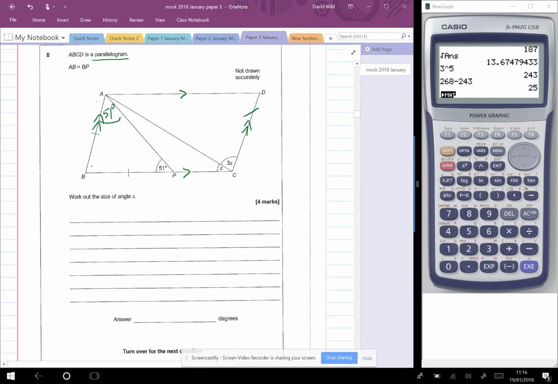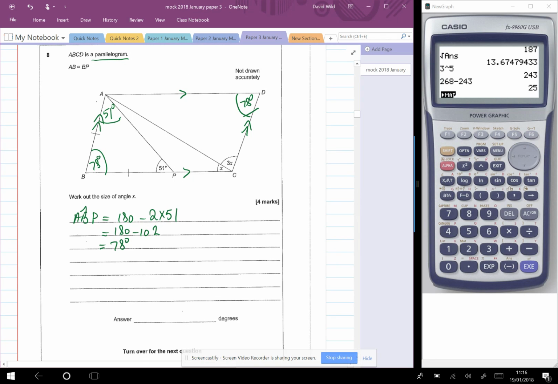Okay, so which means that this angle here, ABP, must be 180 minus 2 lots of this 51, which is 180 minus 102, which is 78 degrees. So this makes this 78 degrees. And we know in the parallelogram that these opposite angles are the same. So that's also 78 degrees here.